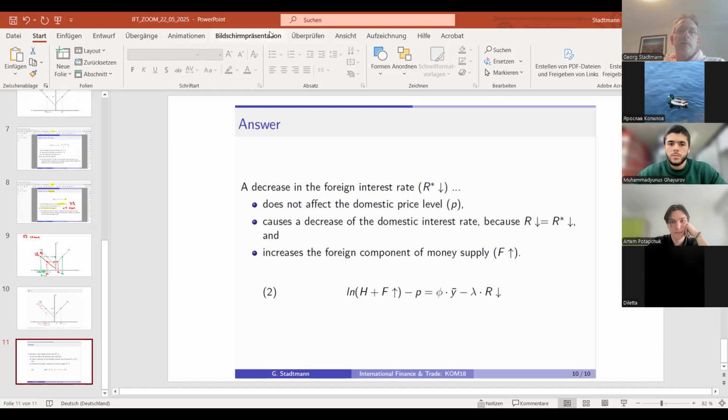So I've seen that there is a question in the chat. So let's have a look. Is it correct to conclude that in a fixed exchange rate system, the action of buying foreign currency allows the UIP to hold, or I'm mixing too many concepts?